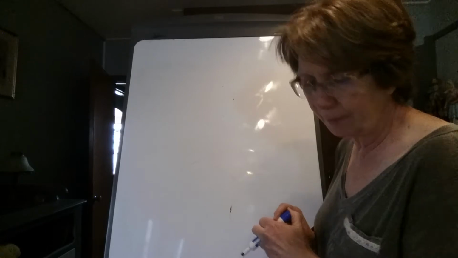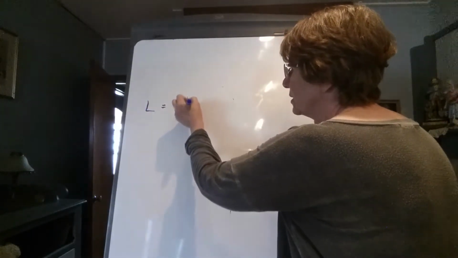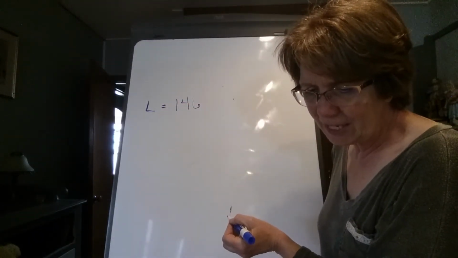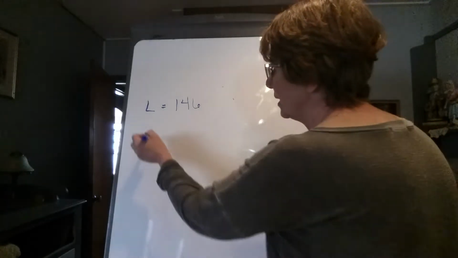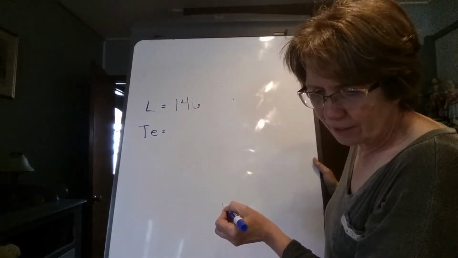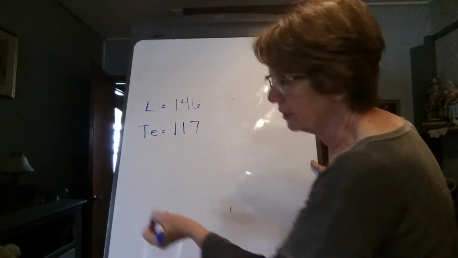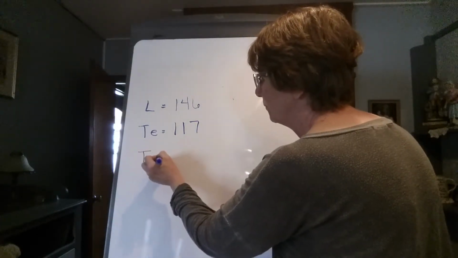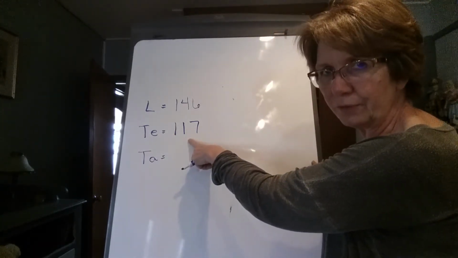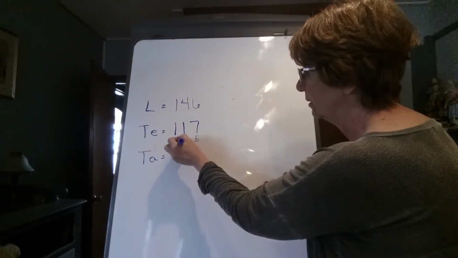Tariq got. I'm going to put an L for Lily, and she got 146. And I'm going to put a T-E for Tehana. And Tehana got 117. So the only person that's unknown is Tariq. So we're going to put a T-A. She got 35 more votes, right? So we can do a little 5 and a 3.